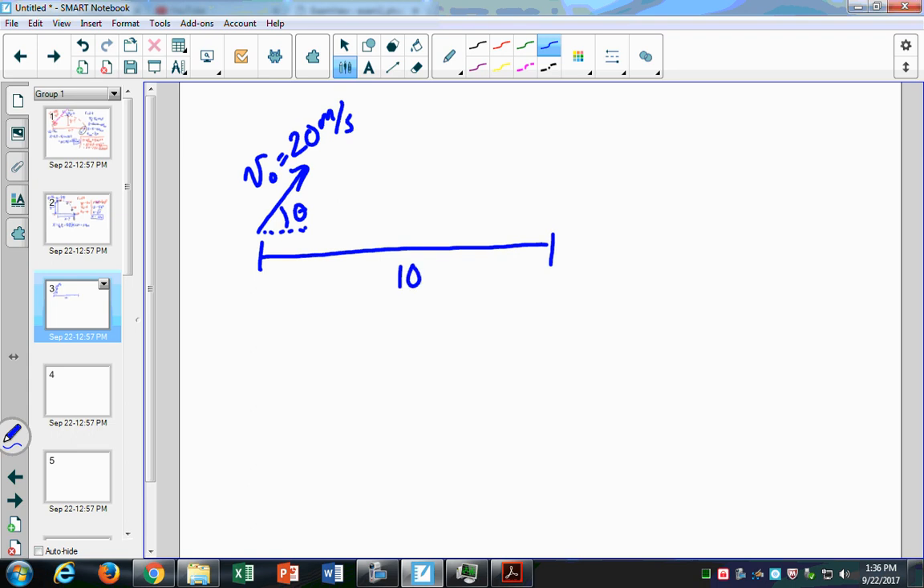Say I gave you the distance. Say this is 100 meters. It follows a path like this. And I gave you the time. T is equal to 2 seconds. You should be able to do that. You should be able to tell me what the angle is for that.